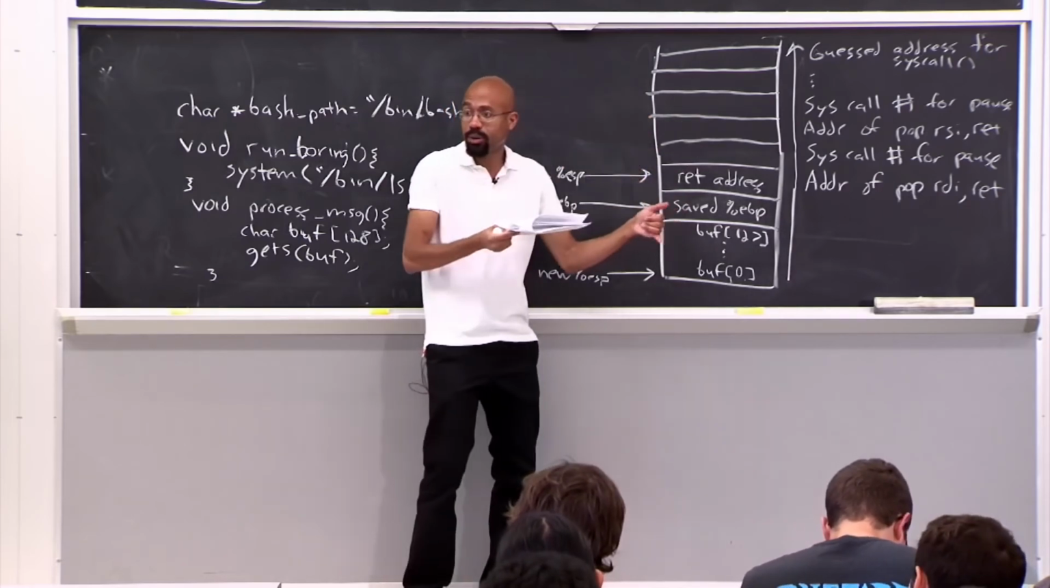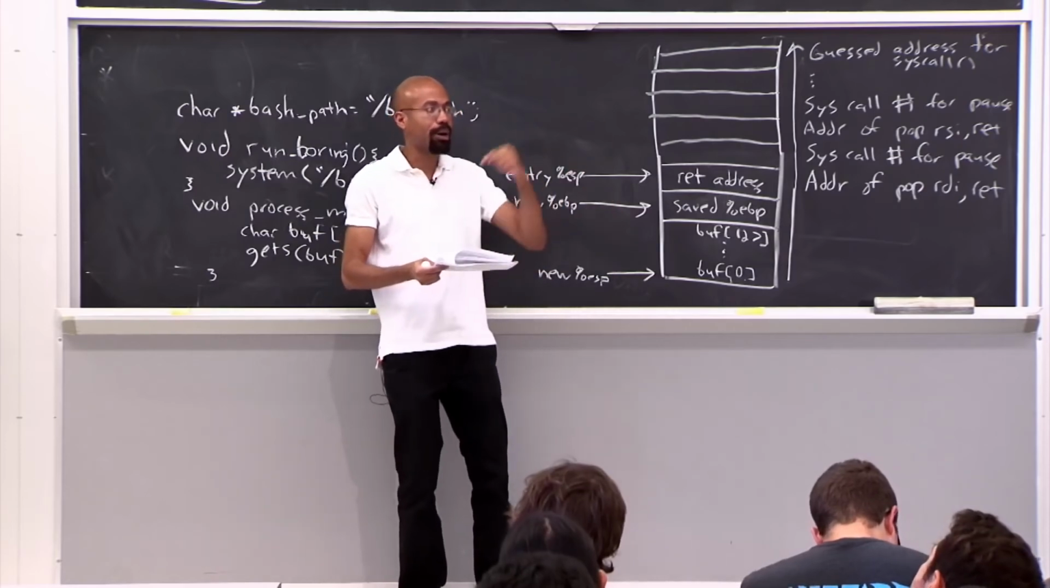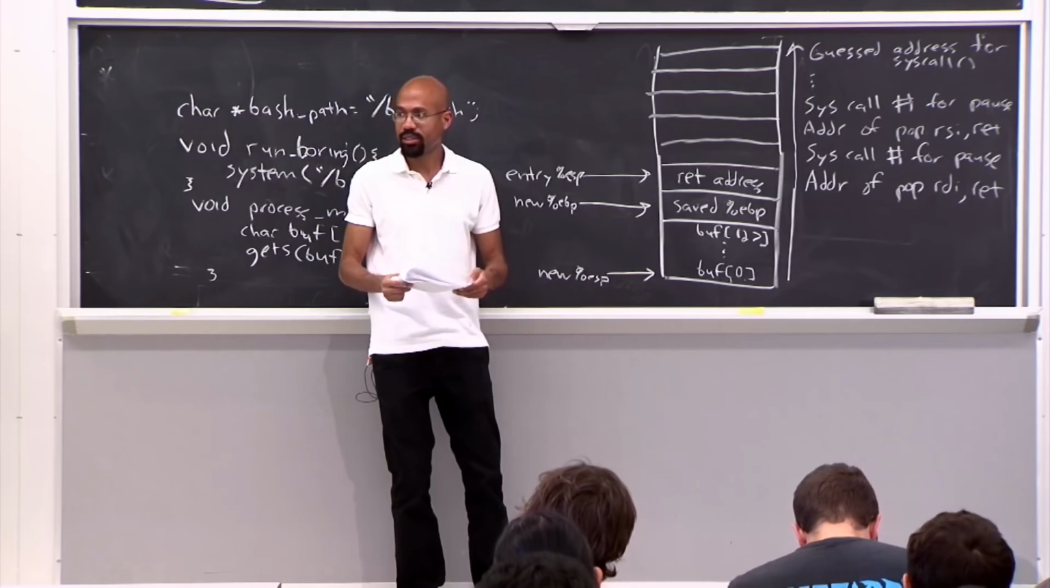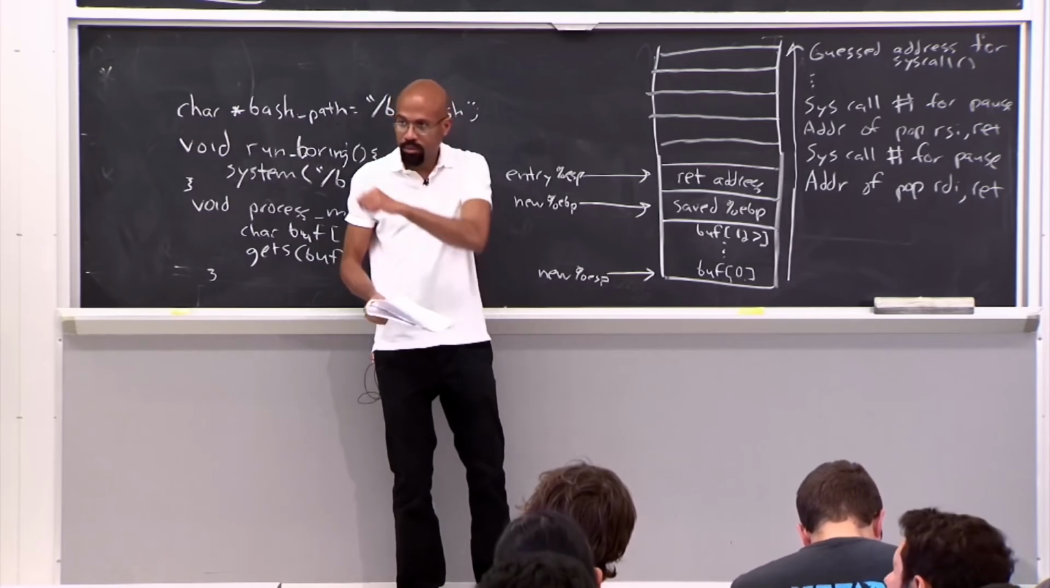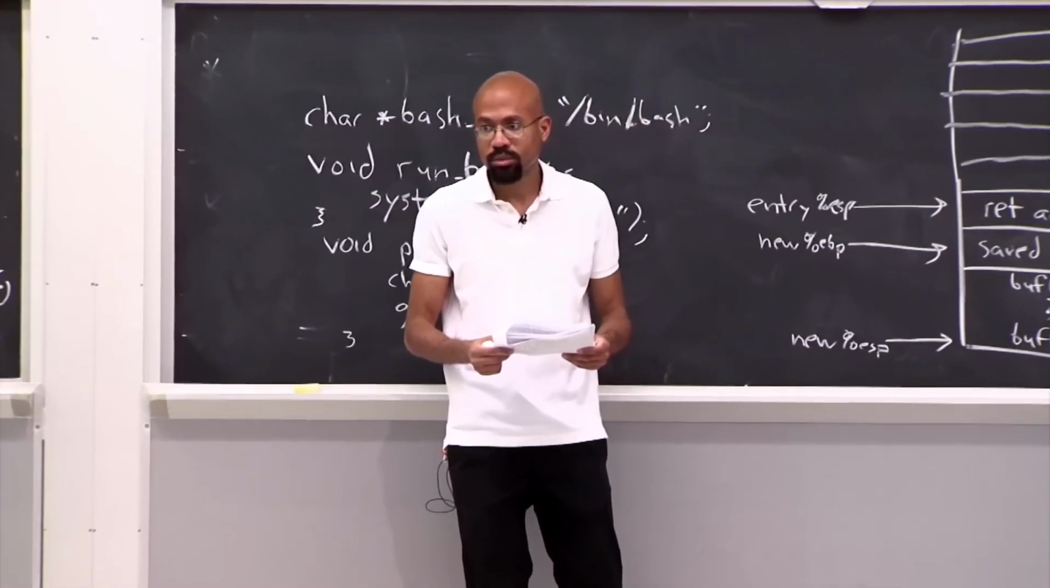Were we able to pause the program? Yes? Aha. So we know that that pop gadget must pop into RAX. So does that make sense? So the way to guess the address for system call is just blind check.